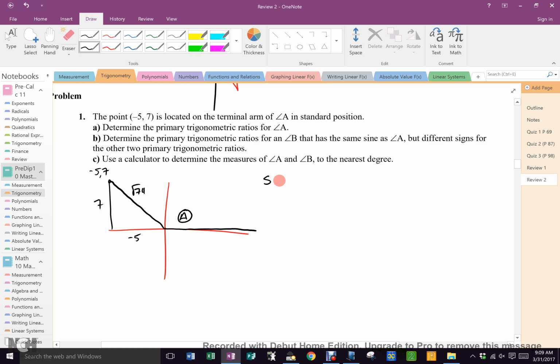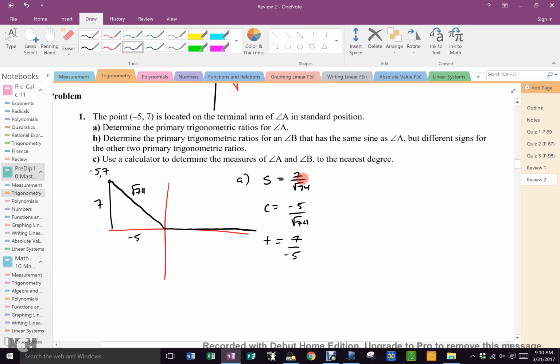So, sine equals 7 over root 74. Cos, -5 over root 74. Tan, 7 over -5. That's A. B, determine the primary trig ratios for another angle that has the same sine as A. So if it's got the same sine as A, it must be in which quadrant?